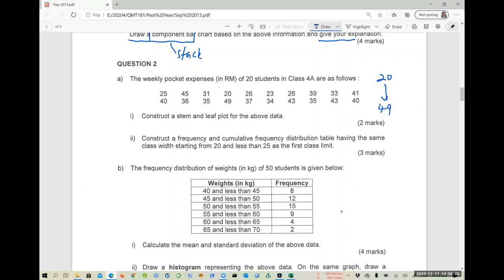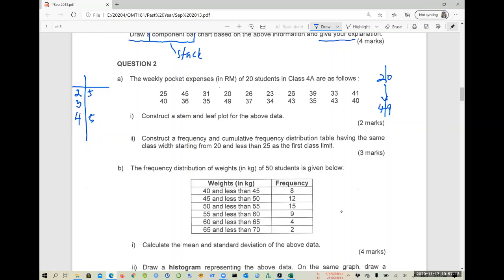So since this is a 2-digit number, you can just separate the two numbers in the middle. So that means 2, 2, 4, and 9. So what you can have here will be 2, 3, and 4. So this will be the stem. Okay, and then to write down the leaf, go one by one. So 25, so you write down 5. And then 45, so here you have 5.